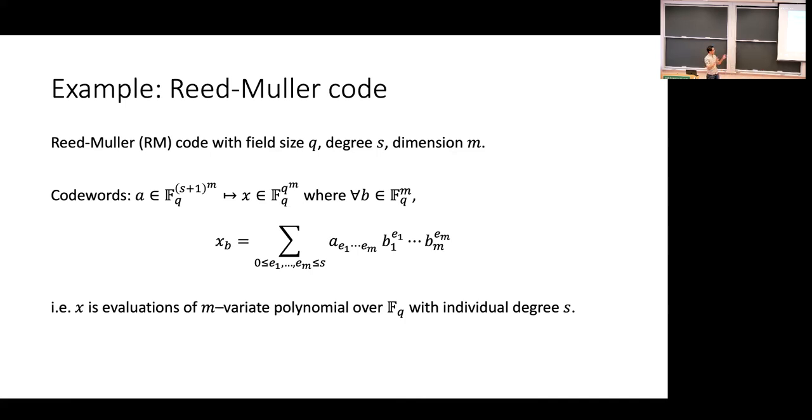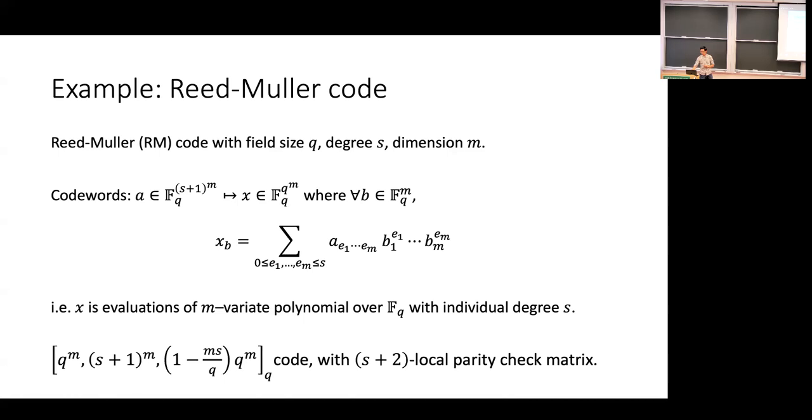So if that was a mouthful, just remember that the Reed-Muller code is really just evaluations of low degree polynomials. Before I talked about evaluations of linear functions. Now these are not linear, but they're low degree.